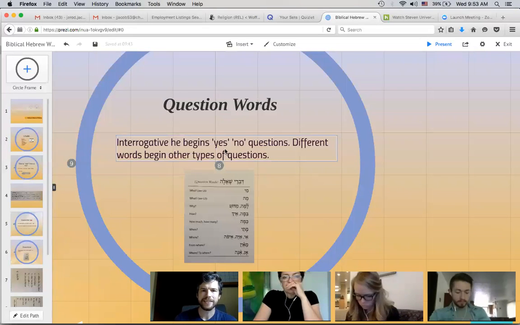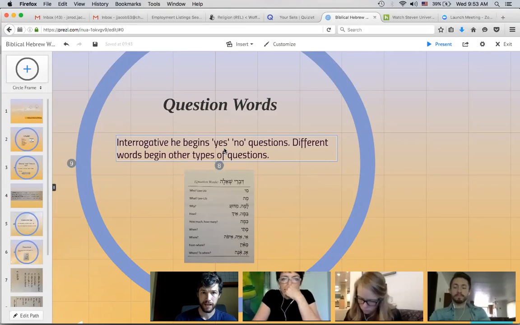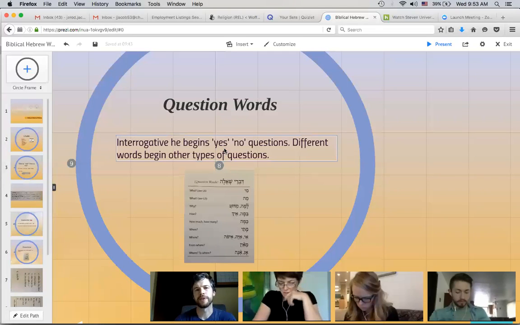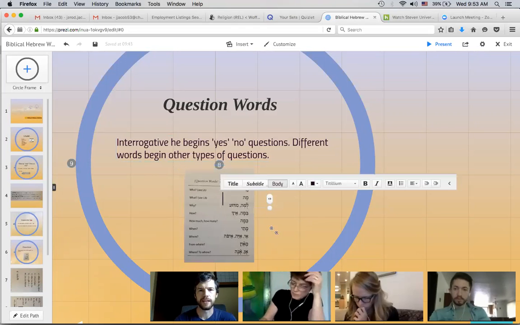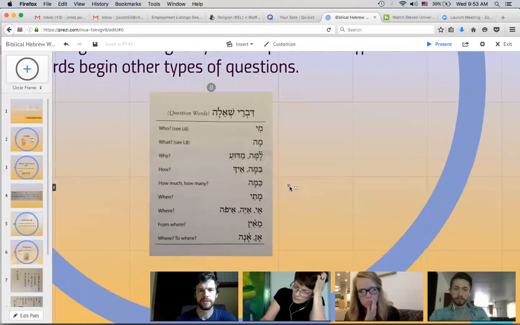If you want to ask a yes or no question, you begin that question with the interrogative hey. The hey with the hatak patak, the shva with the little line next to it, the patak next to it. So if your question is yes or no, you can start it with the interrogative hey. For all other types of questions, you will start it with a question word, such as we see here. So I want to go through these.